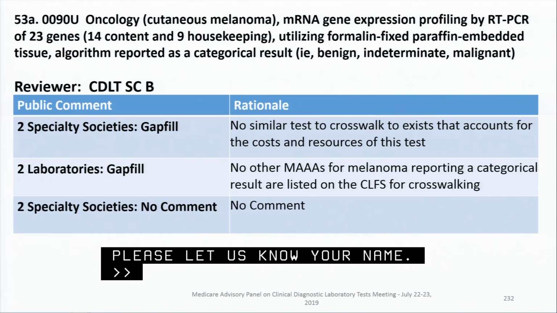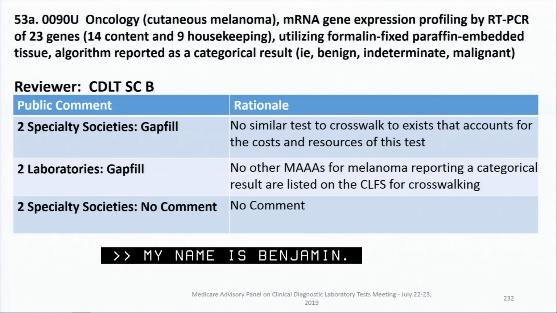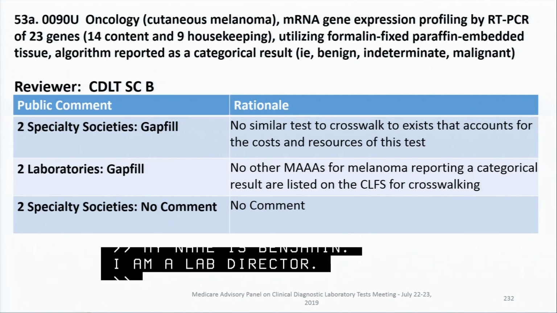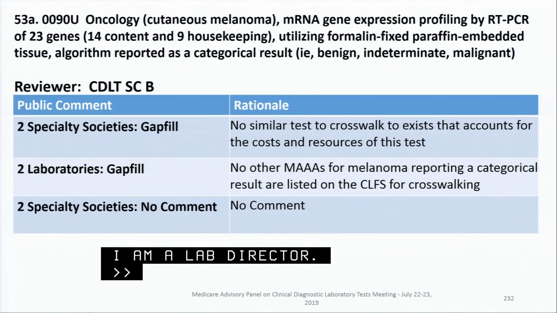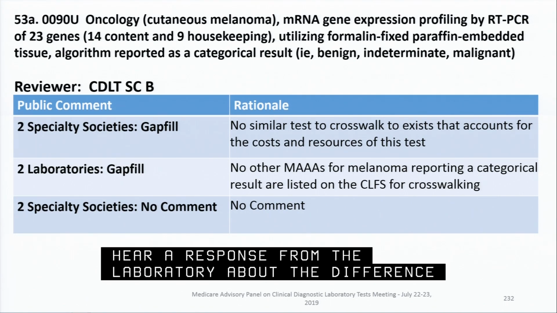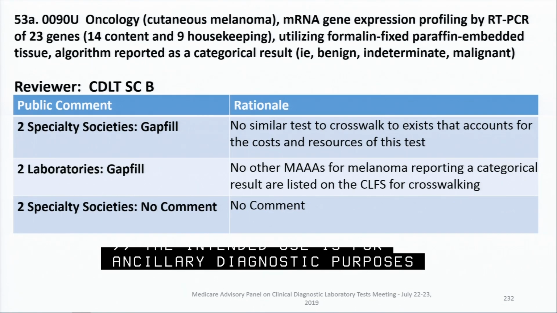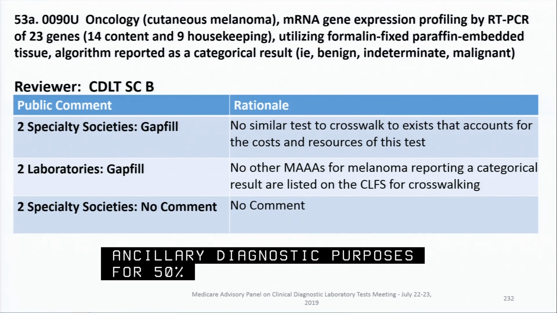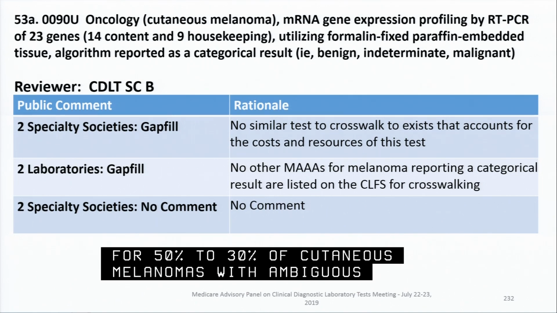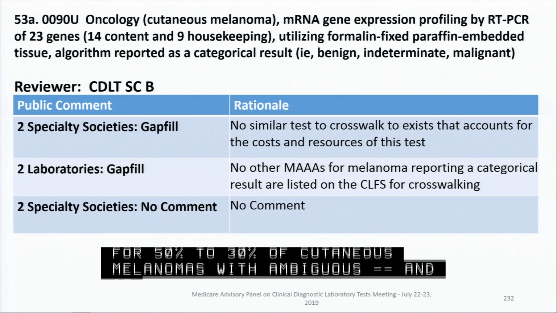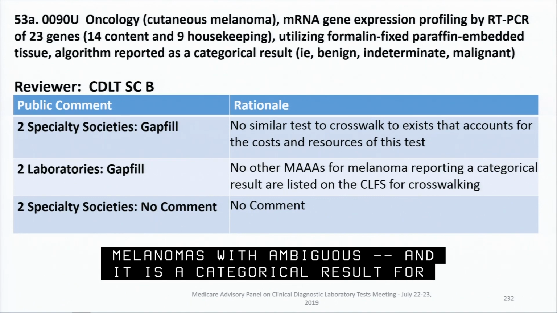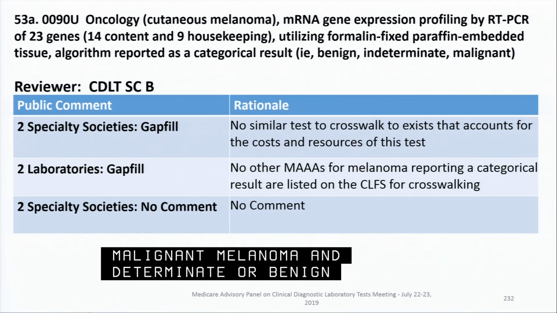Okay, actually, I thought Michelle's question was a good one, and I'd like to hear the response from the laboratory about the difference between categorical and risk. Yes. So the intended use for this assay is for adjunct ancillary diagnostic purposes for about 15 to 30% of cutaneous melanomas with ambiguous histopathology. So the output is a categorical result for malignant melanoma, indeterminate, or benign nevi. It's not a prognostic assay.